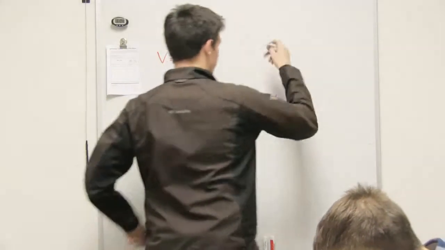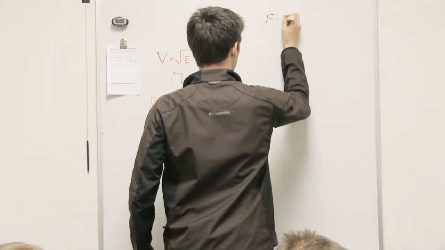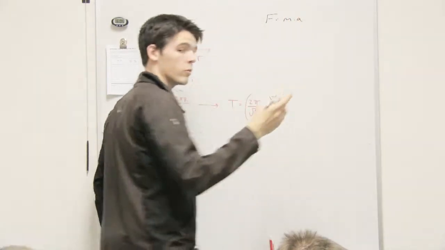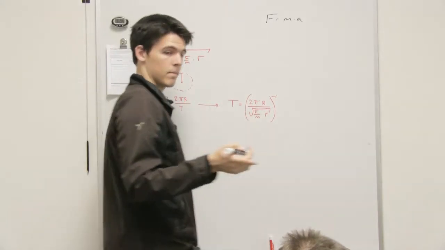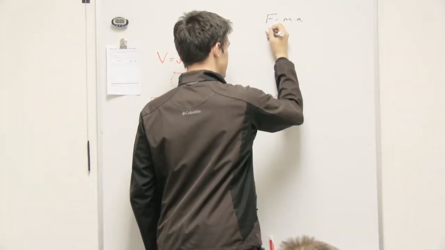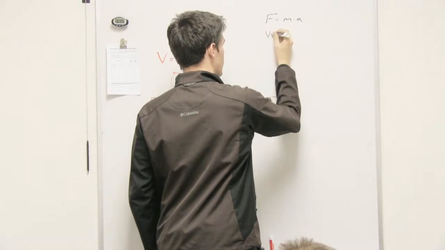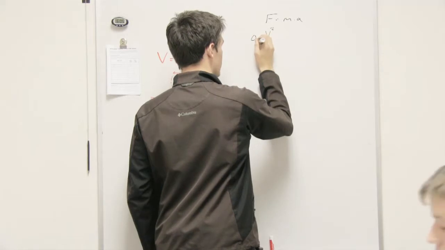So let's see, your force is equal to mass times acceleration. What else do we have for orbital motion? For circular motion, you have the centripetal acceleration, which is tangential velocity squared over a radius. Okay.